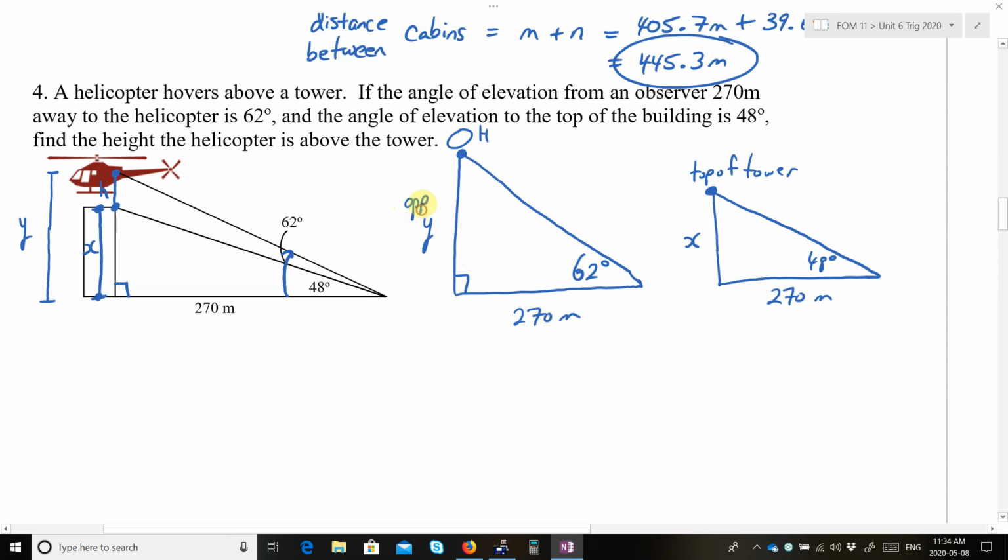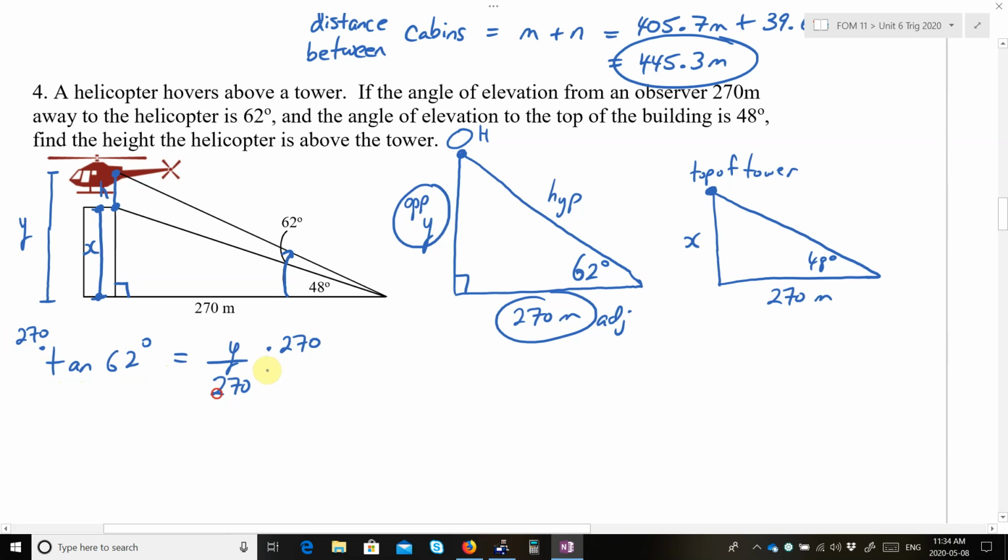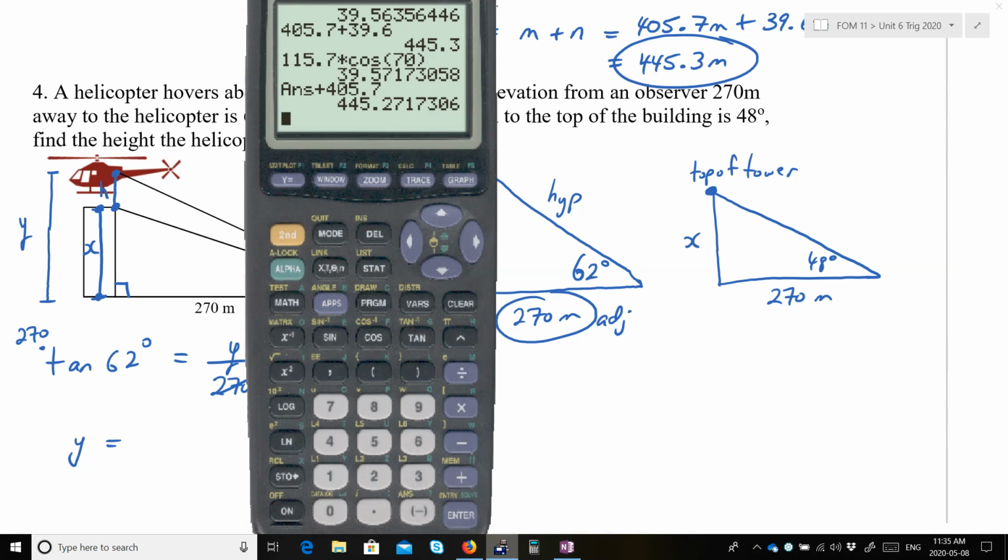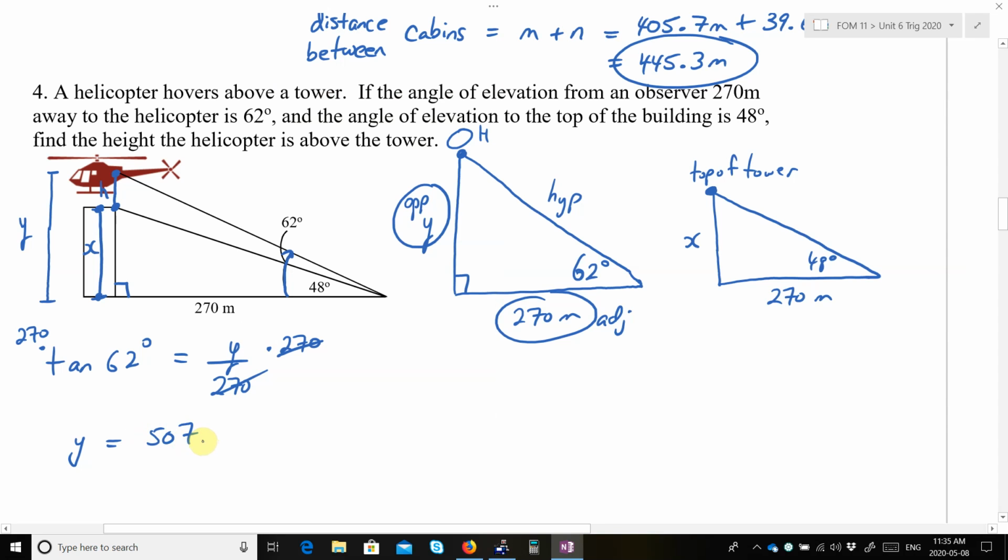Across from the 62 is the opposite. This is the hypotenuse, so this will be adjacent. Looking for opposite, have adjacent, so it's going to be tan of 62 degrees equals y over 270, multiplied by 270, multiplied by 270. y is equal to 270 tan 62, bang, 507.8 meters. That's how high the helicopter is off the ground.